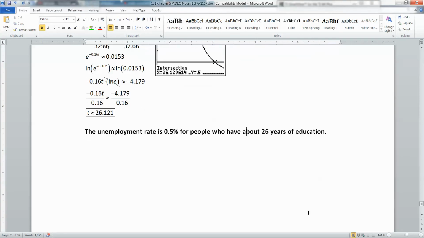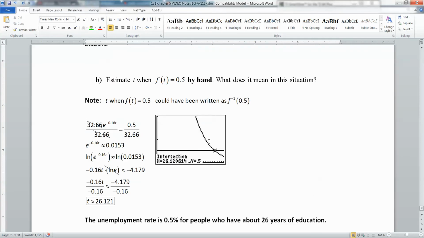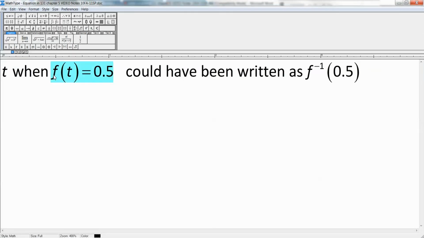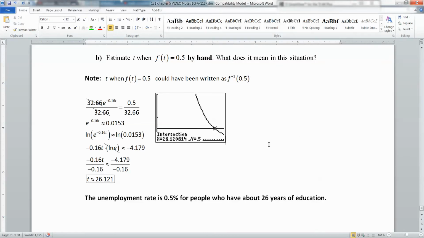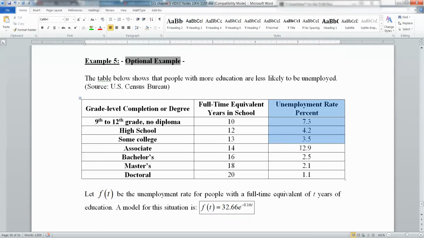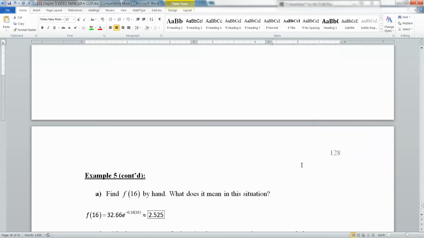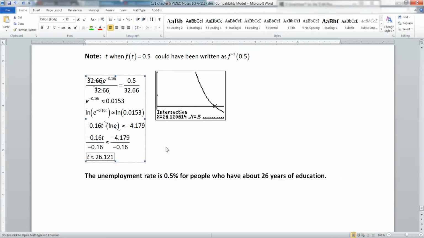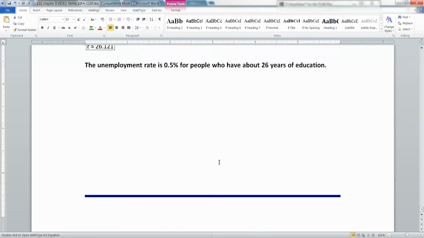All right. And remember, this was because t was 26 and we started off with y. Y was given to us as 0.5. And our y variable was the unemployment rate. So we knew the rate was 0.5, and then we had to find for what years of education that would work. And we are all done with chapter 5.